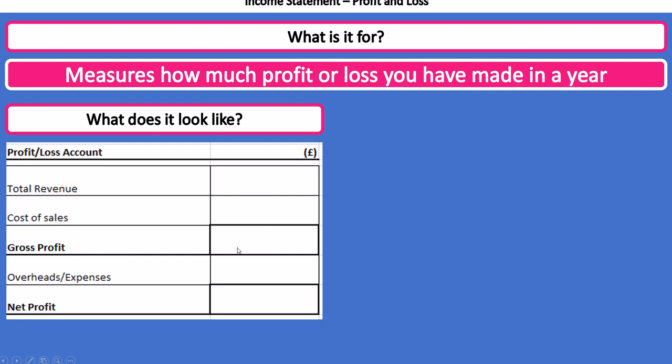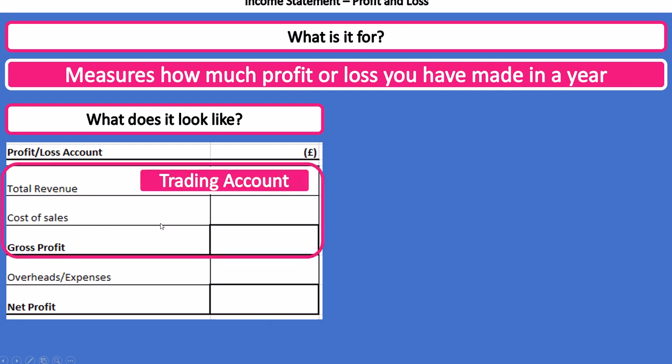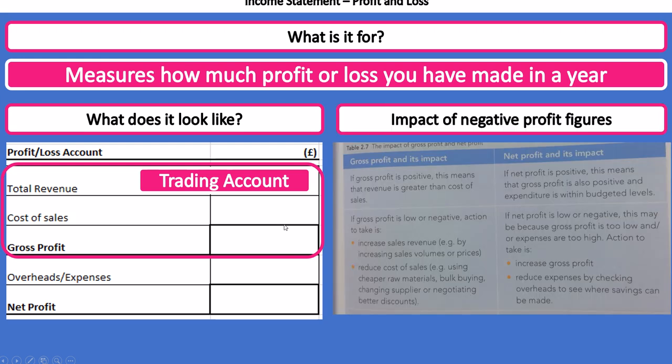And the two things you're looking at are gross and net profit. Now the top half is called the trading account. So that just includes the three things. So what happens if this is negative?